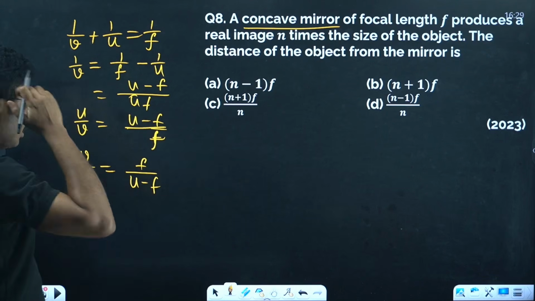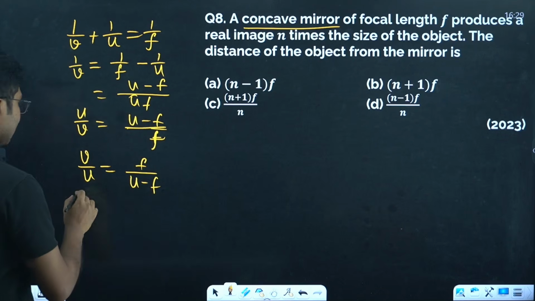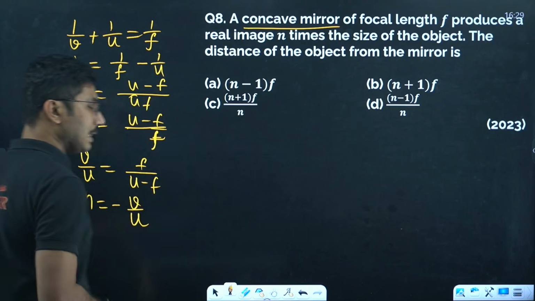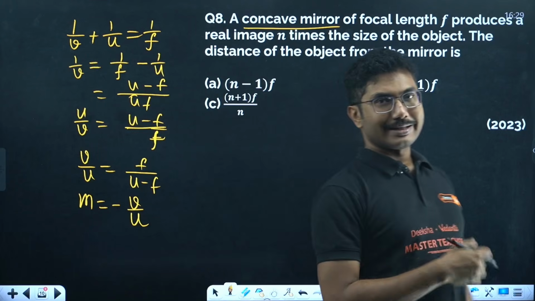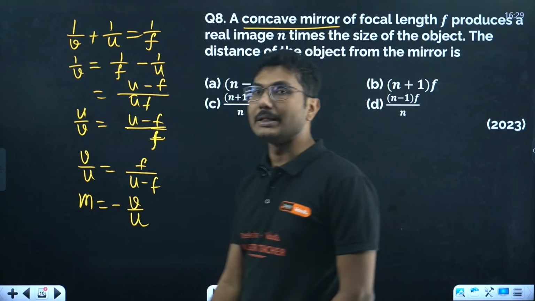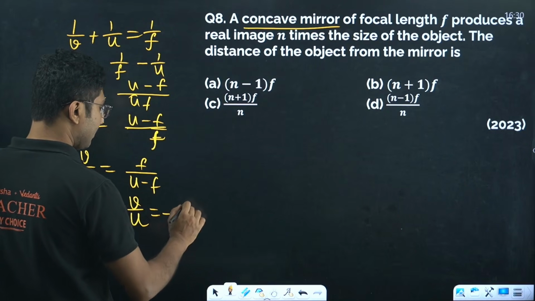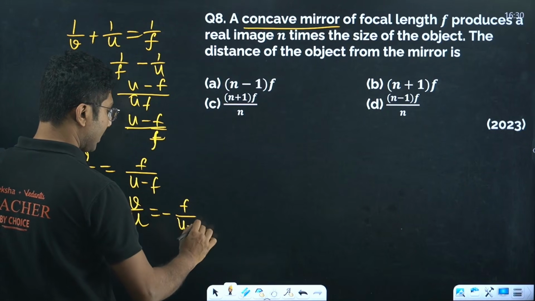Now, what is the magnification? Magnification is minus v by u for mirrors, plus v by u for lenses, minus v by u for mirrors. So this is important. From here you can say that magnification is given by minus f by u minus f.